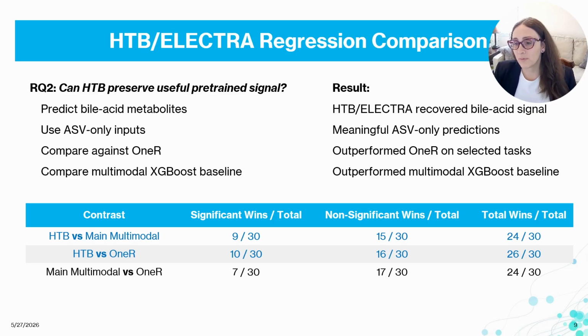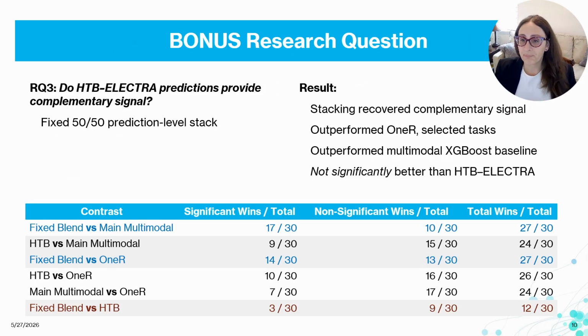The surprising result from research question 2 was that HTV Electra was not only usable as an input representation, but that it could function as a standalone regression model. Unlike the multimodal XGBoost baseline, this model did not use the broader study feature set, such as nutrients, biomarkers, demographics. Even with that narrower input space, HTV Electra produced statistically supported improvement over 1R for selected bile acid tasks.